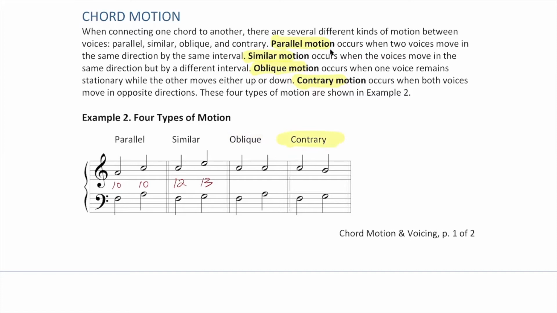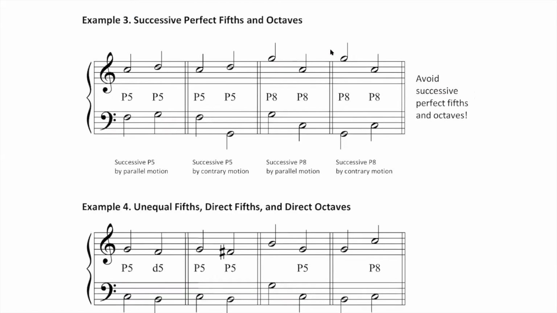I'd like to conclude this video by talking a little bit about some things we want to avoid when we are connecting chords. Example 3 shows you some examples of successive perfect fifths and octaves. We want to avoid these when we are doing part writing because they obscure the independence of the parts. Voice leading is a balancing act between making lovely voiced sounding vertical chords, but also having interesting independent melodies in each of the 4 voices.